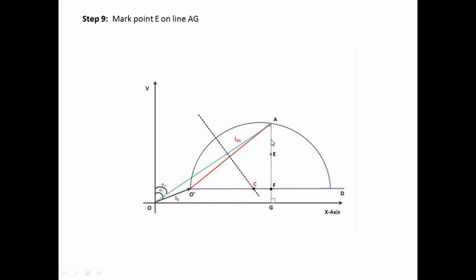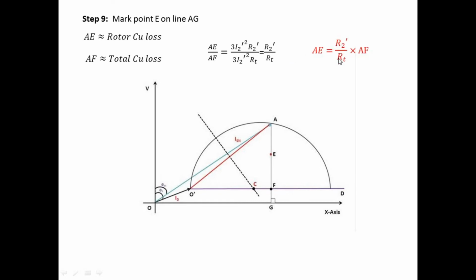Now we have to mark E on AF, which means we have to separate the losses. AF is the total copper loss, EF is the total stator copper loss, and AE is the rotor copper loss. So we can represent AE as the rotor copper loss and AF as the total copper loss. Rotor copper loss will be 3I2 square R2 dash, and total copper loss will be 3I2 square RT. So AE by AF is equal to R2 dash by RT, and we can find AE as R2 dash by RT into AF. We can measure the length of AF, and AF into R2 dash by RT will give the length AE. So we can mark E.